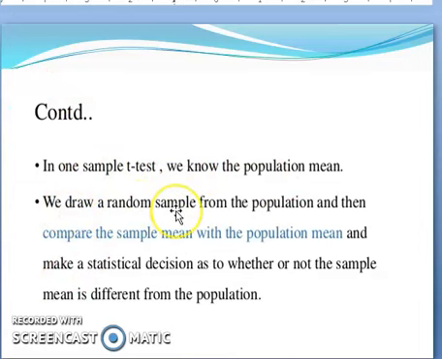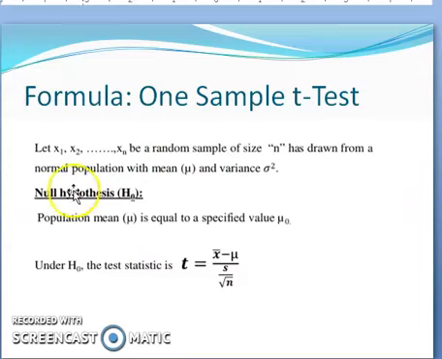In the one sample t-test, we know the population mean. We draw a random sample from the population, compare the sample mean and the population mean, and then make the statistical decision as to whether or not the sample mean differs from the population. So this is the condition for the one sample t-test. Then, the formula of the one sample t-test.